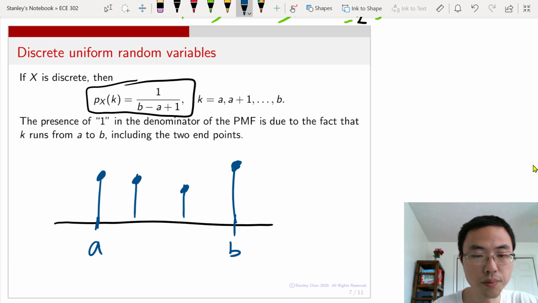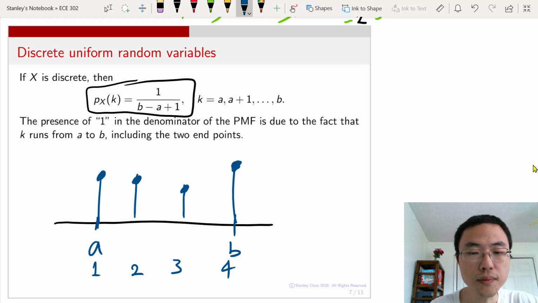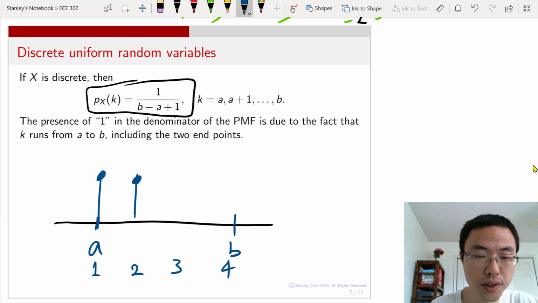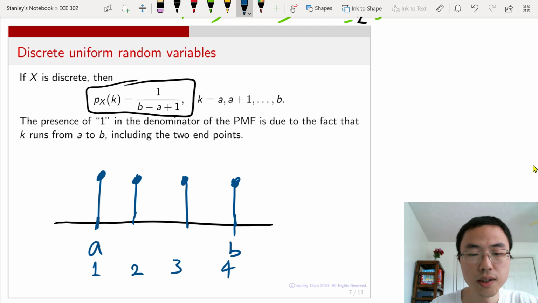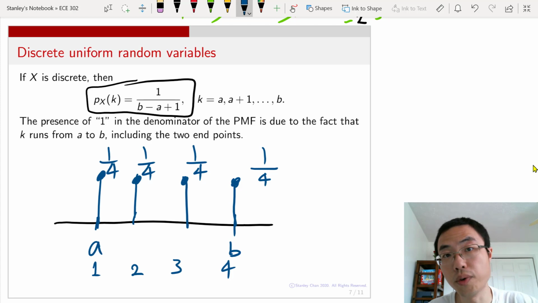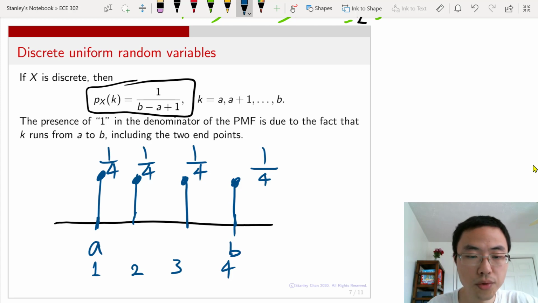Okay, so what is the number? Well, you have 1, 2, 3, 4. You have 4 of those. And so what would be the height? Because they're uniform, they have to be the same height. Now you say, okay, what would be the height? Well, because you're counting 4, the height has to be 1/4 each, because you're talking about a uniform random variable. How do you count?